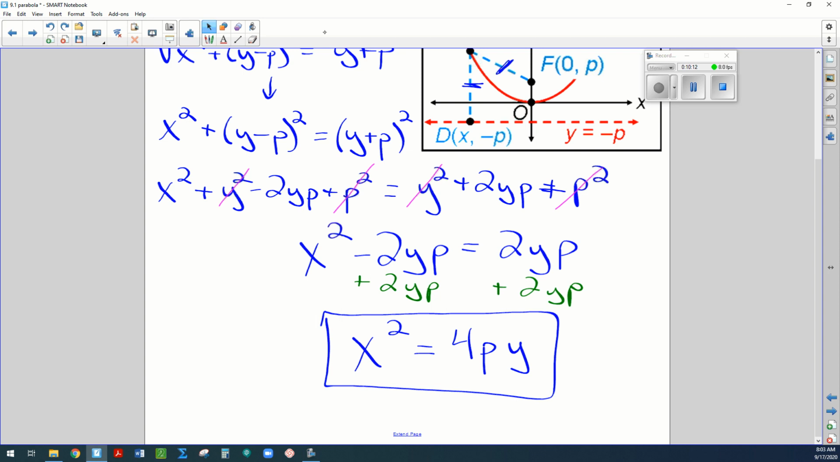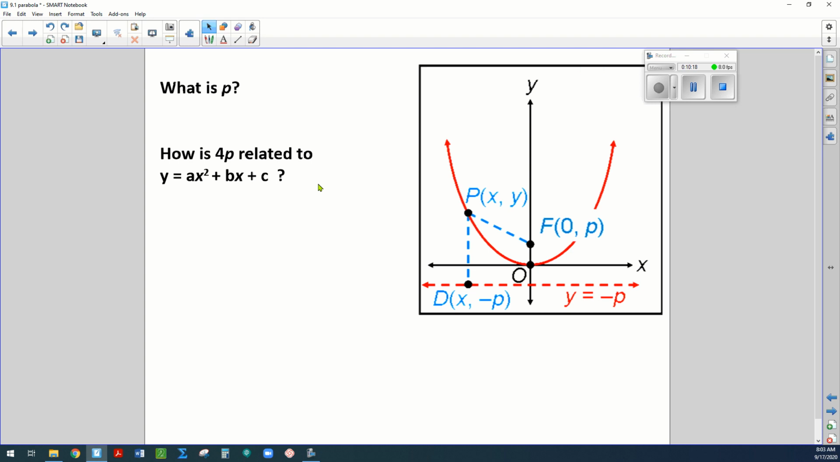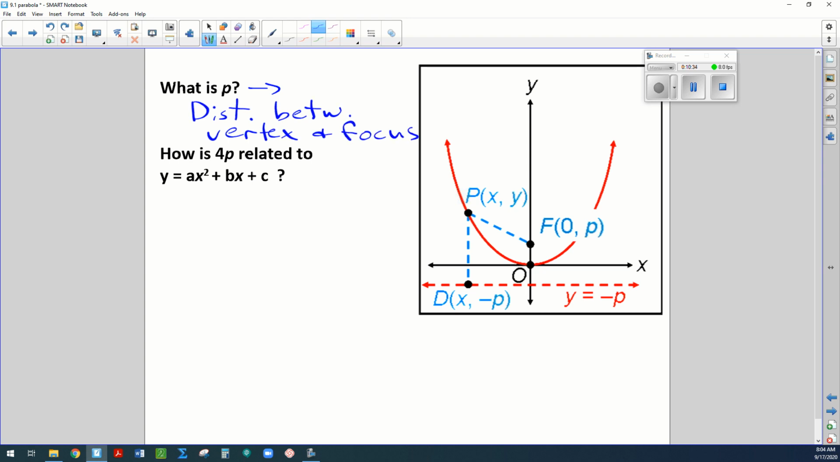And we'll talk more about that. My first question about that is, what is p and what is 4p? We already talked about p. It's the distance between the vertex and the focus. That's how it's defined, which is also the distance between the vertex and the directrix. So how is 4p related to y equals ax squared plus bx plus c? If I had x squared equals 4py, if I want to relate those, I'm going to put them into the same type of form.